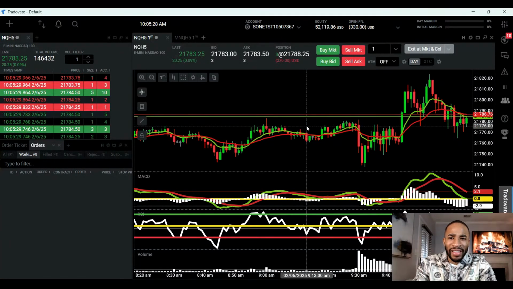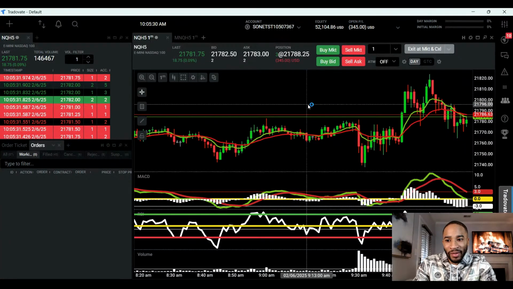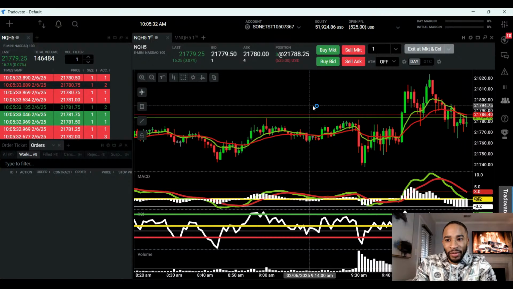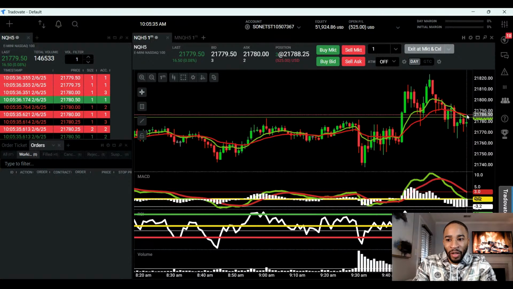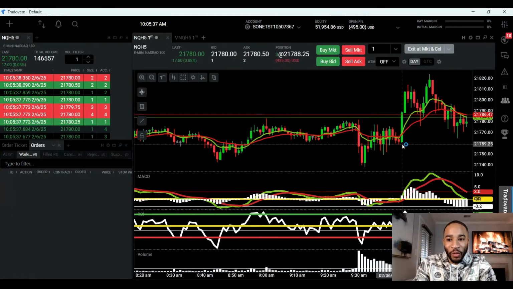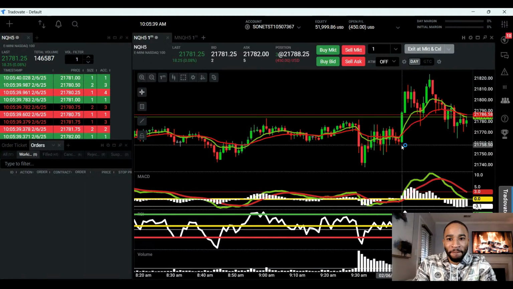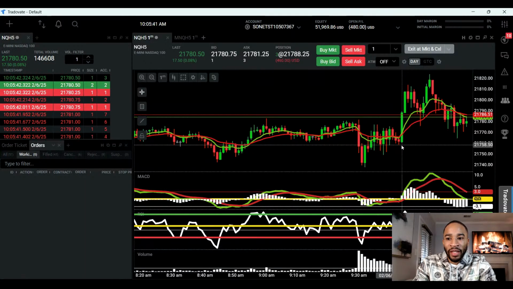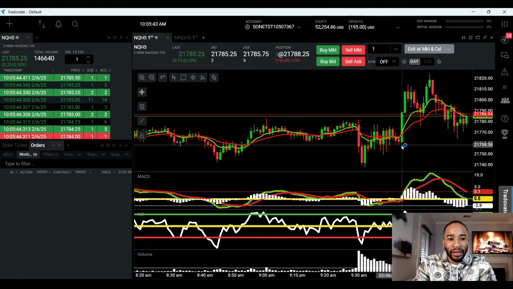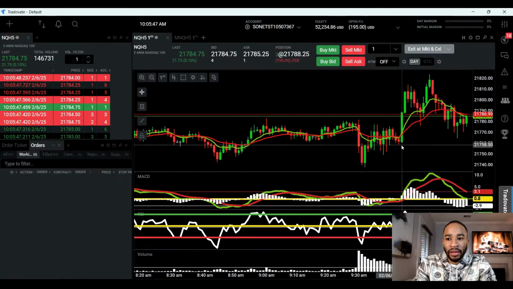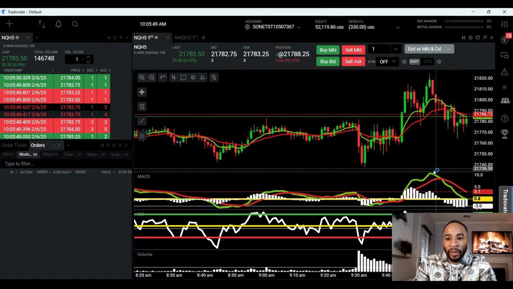Come on, buyers, step in. We need to break above the 9 and the 21 EMA on the 1 minute time frame. Wait for these buyers to step in. Come on, buyers, step in and start pushing this thing back towards the upside.